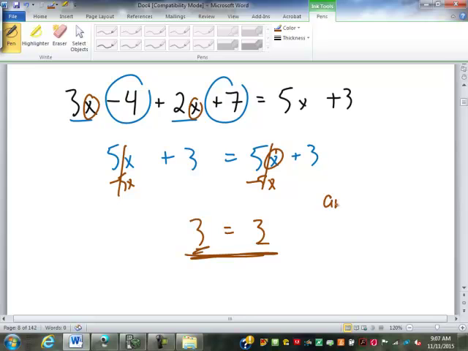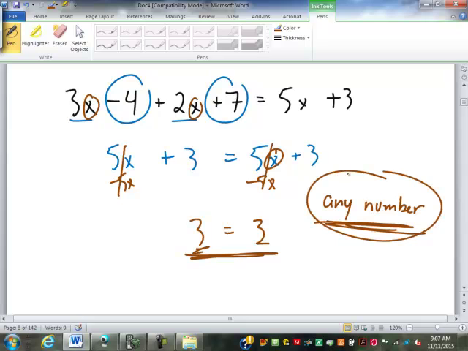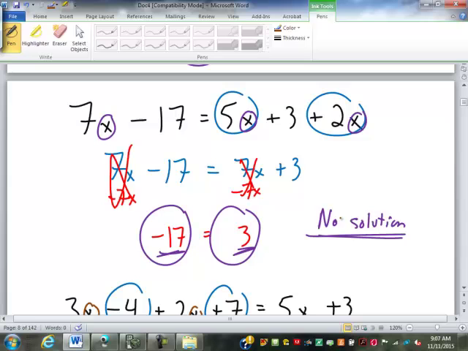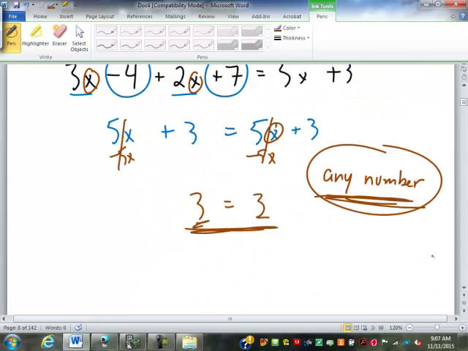So in this case, the solution is any number. Any number I can think of. I could put 7/53 in there for x, and it'll be true. So any number makes this one true. So when the variable disappears like that, there are two possibilities. If I get two numbers that are not equal to each other, then there is no solution. If I get two numbers that are equal to each other, then any number would be a solution to that equation.